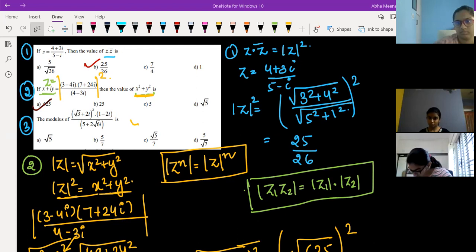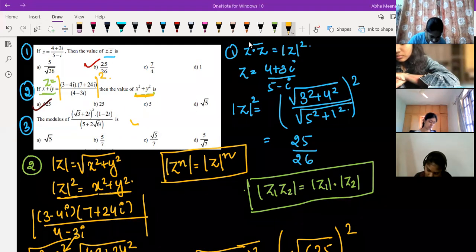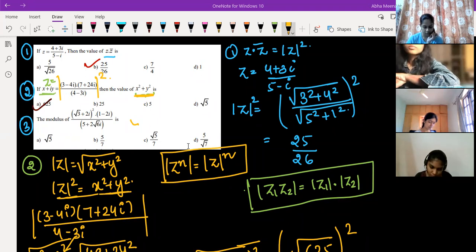Tejas says that it is option A. Any more answers? Root 5. Everyone is getting root 5? Is it so? Should I do it? Chetna, Samhita? Still doing, ma'am. Okay.